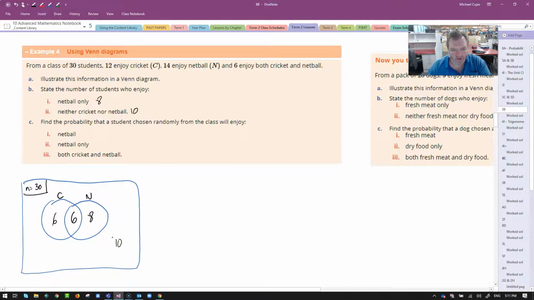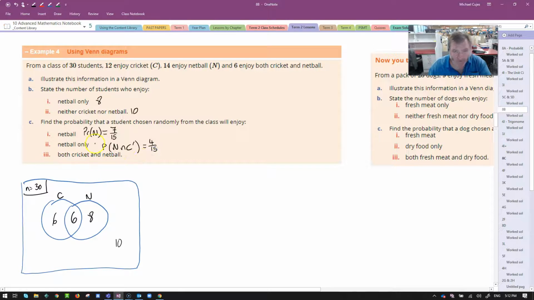Find the probability that a student chosen randomly from the class will enjoy netball. Well, there are 14. So the probability they come from set N, the people who enjoy netball, 14 out of 30, which would be 7 out of 15. Probability they enjoy netball only, so N and not C, not cricket. This time it's 8 out of 30, which would simplify down to 4 over 15.